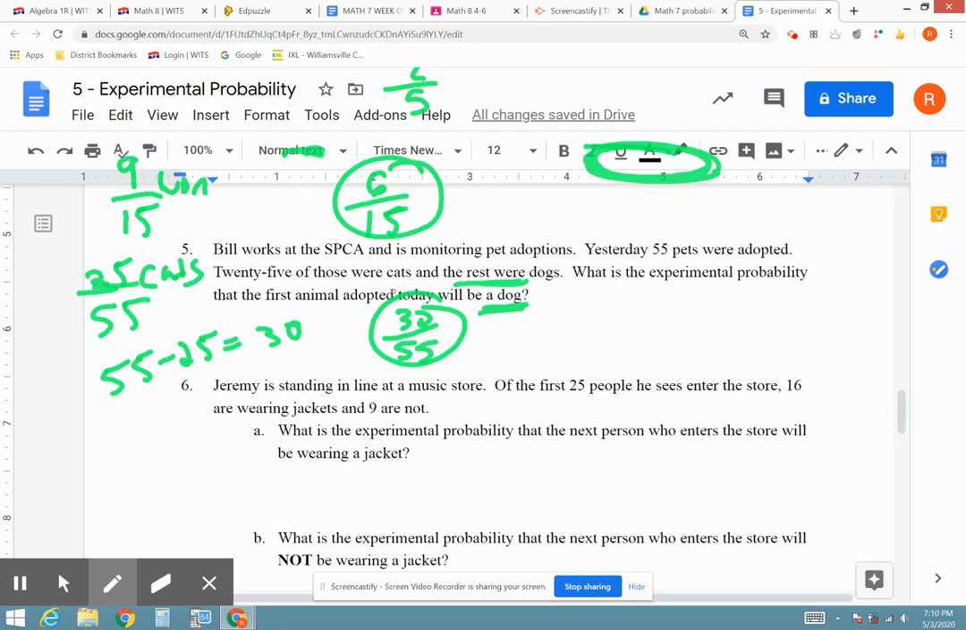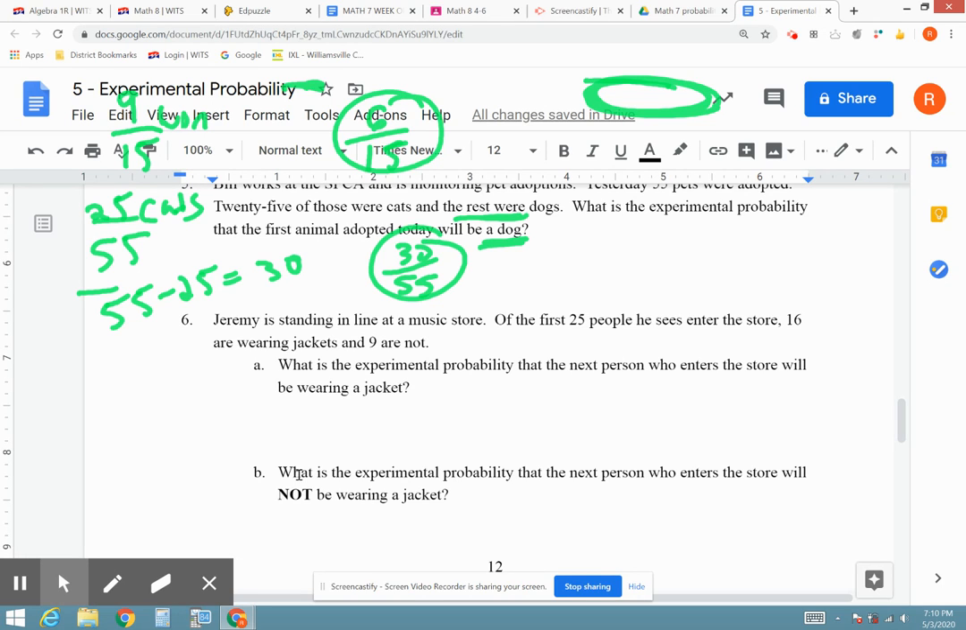Okay. All right. Let's have you guys try the next one. Jeremy's standing in line at a music store. Of the first 25 people he sees enter the store, 16 are wearing jackets and 9 are not. What is the experimental probability that the next person who enters the store will be wearing a jacket? Go ahead and calculate that. So there were 25 people who entered the store. 16 are wearing jackets. What is the experimental probability that the person who enters the store will not be wearing a jacket? 9 are not wearing jackets.